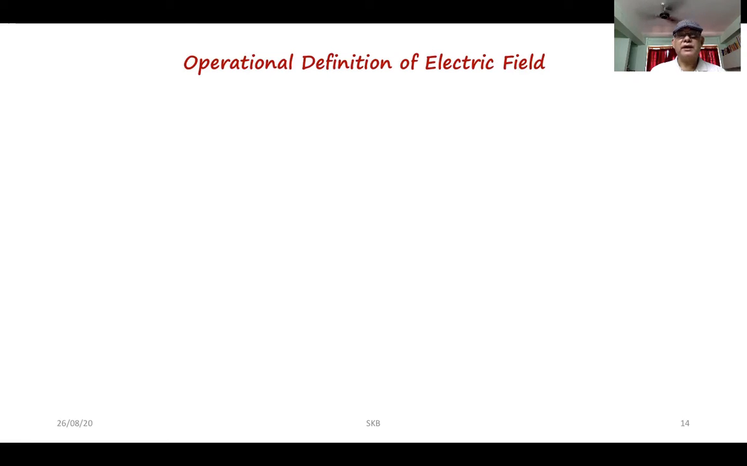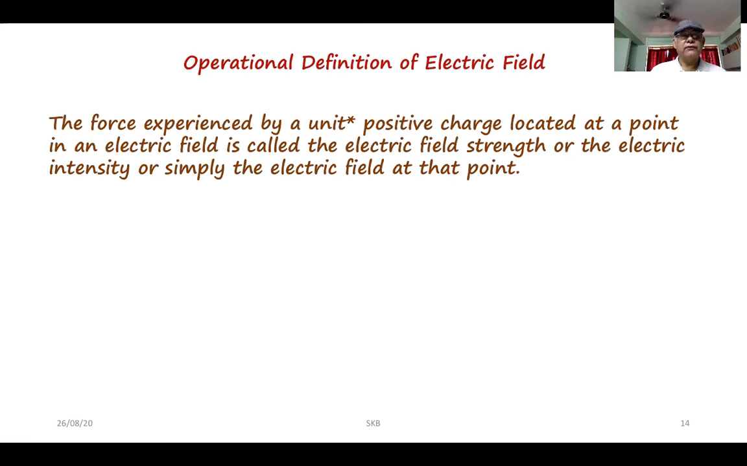Operational definition of electric field. The force experienced by a unit positive charge located at a point in an electric field is called the electric field strength, or the electric intensity, or simply the electric field at that point.